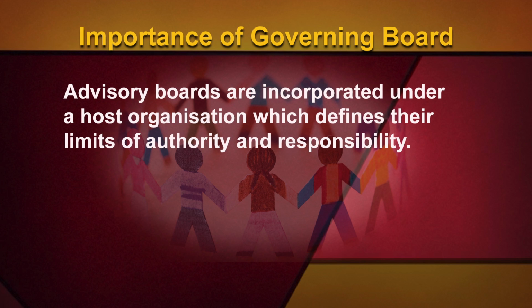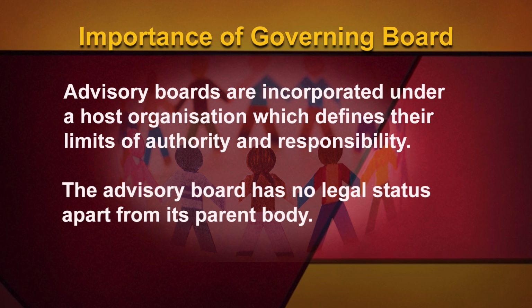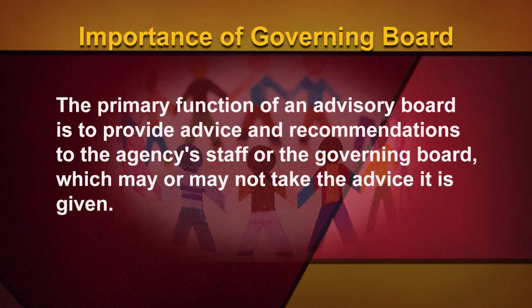affairs. A board may be an advisory board or a governing board, and it is important to clarify the differences. Advisory boards are incorporated under a host organization which defines their limits of authority and responsibility. The advisory board has no legal status apart from its parent body. The primary function of an advisory board is to provide advice and recommendations to the agency's staff or the governing board, which may or may not take the advice it is given.